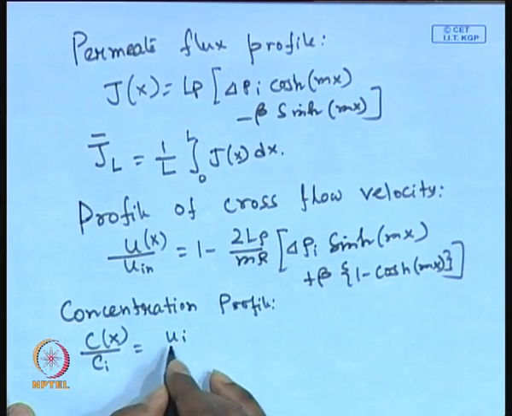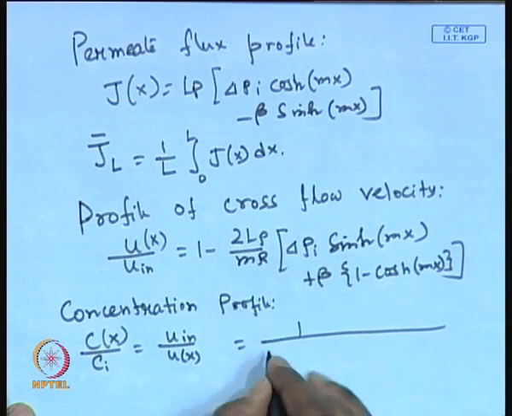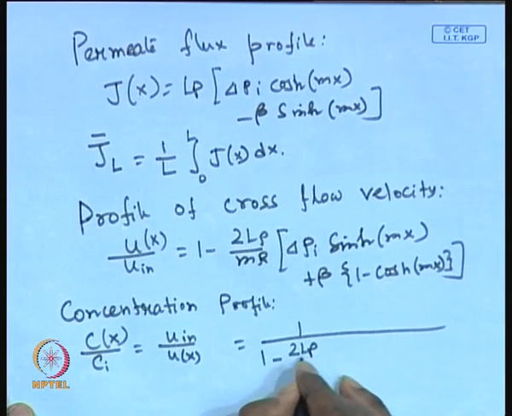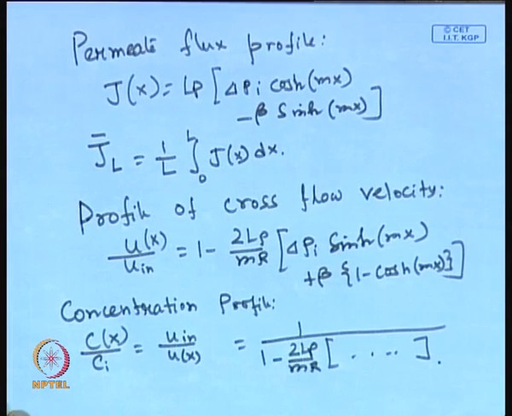This is the inverse of U_in divided by U at x, and this is 1 over this whole expression, 1 minus 2 Lp over MR in the bracket. Okay. So, as velocity decreases, the concentration increases because you are extracting the material out of it. Now, that goes the derivation for the case where your permeate flux is proportional to delta P with the negligible osmotic pressure.